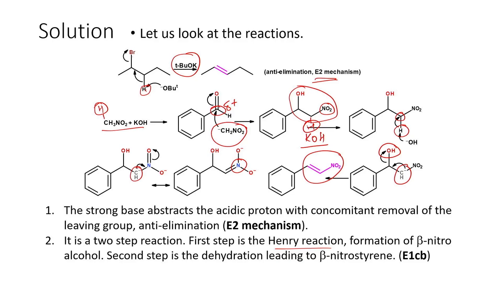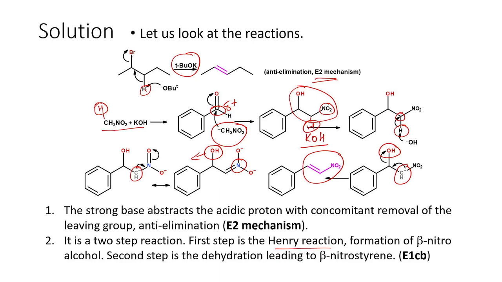In this particular case, once we have an anion, that also can facilitate the loss of the hydroxy group, because this can again form a conjugated bond with this electron withdrawing nitro group. Since this is a two-step reaction, in this second step the hydroxy group, which is a poor leaving group, is lost in the elimination step. So this exactly follows the E1CB mechanism.